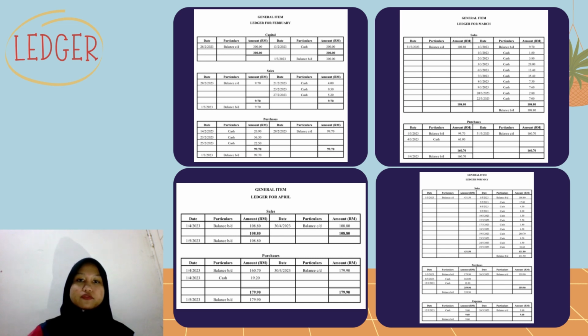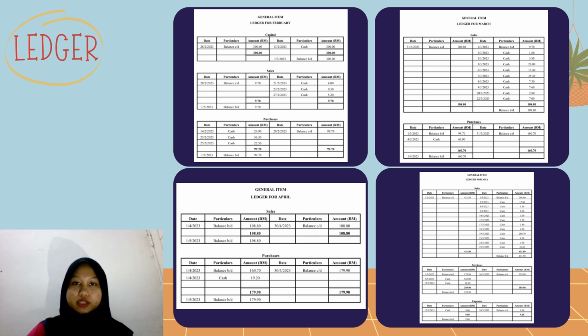Okay, so for the next one is ledger for April. For April, we have 2 ledgers, which is sales and purchases ledger. On April, we don't have any sales, so balance BD is RM108.80, and that's it. For purchases, the balance BD is RM160.70, and new entries on 1 April with a total amount of RM179.90.